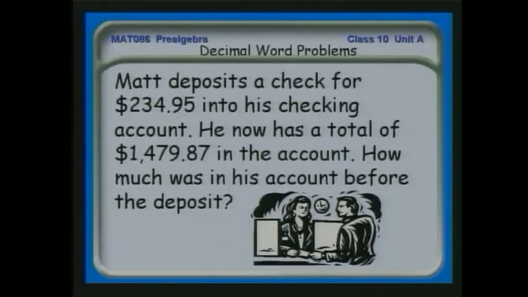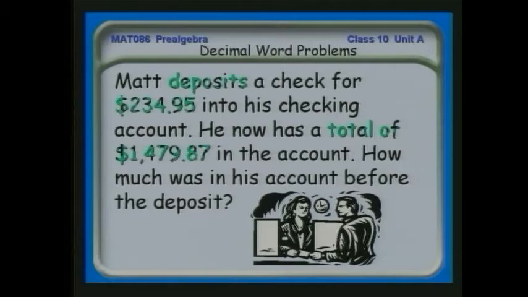Let's get going. Here's the first problem. Matt deposits a check for $234.95, this is where the decimals come in, into his checking account. And now he has a total of $1,479.87. How much was in his account before the deposit?